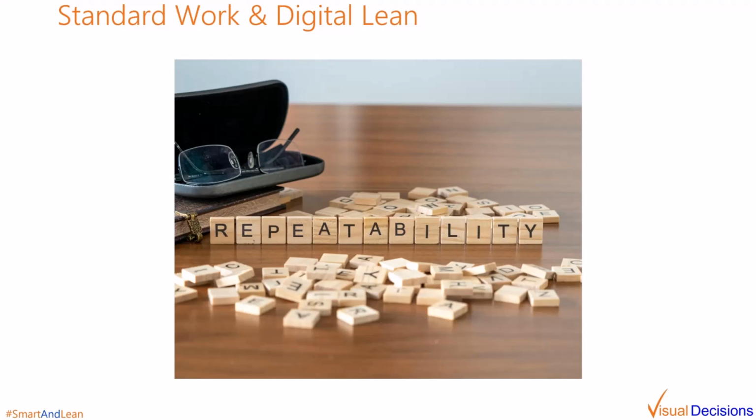At its core, lean is about eliminating waste and improving efficiency. And standard work is what helps to ensure consistency, repeatability, and control in that process. However, when organizations try to digitize their lean initiatives without first establishing strong standard work, they run into major challenges. Just like with most automation, if you don't optimize the process first, then digital tools will amplify the inefficiencies if the processes aren't stable when you start.